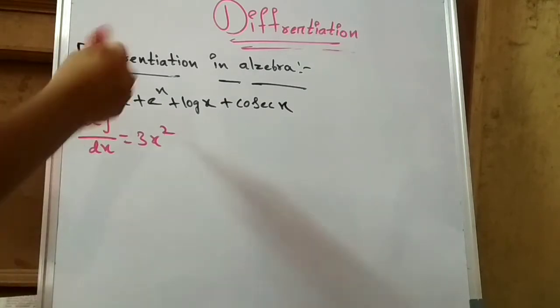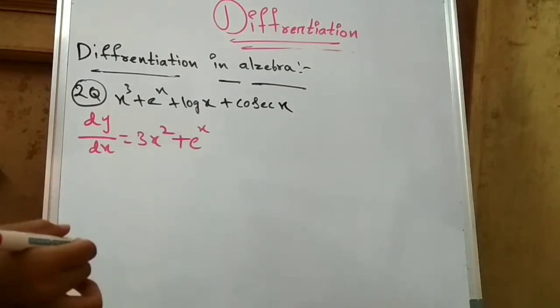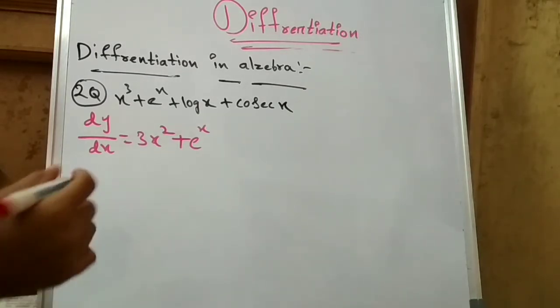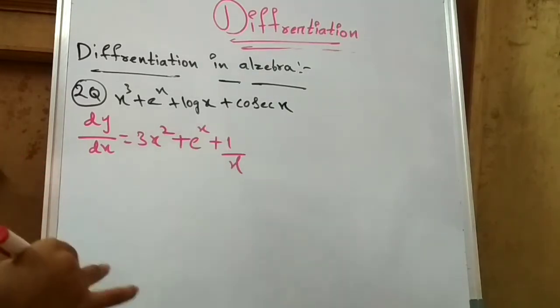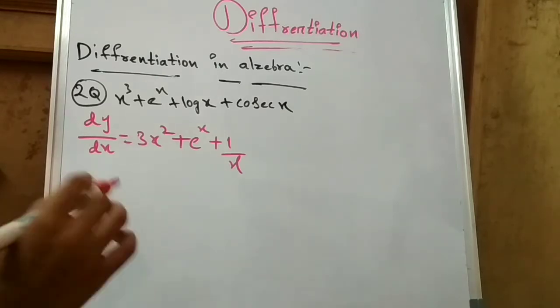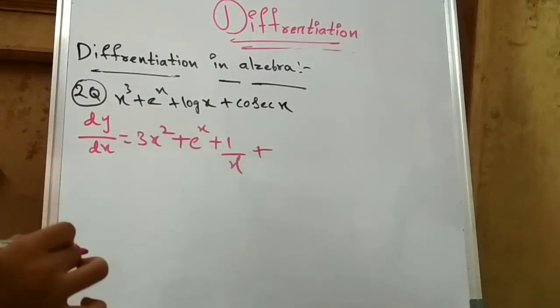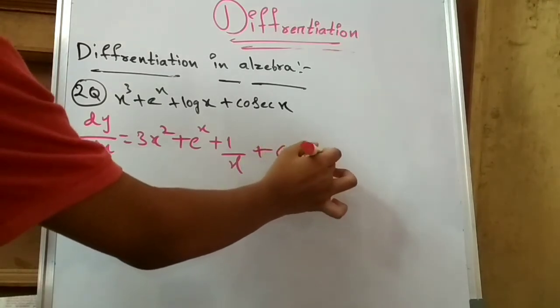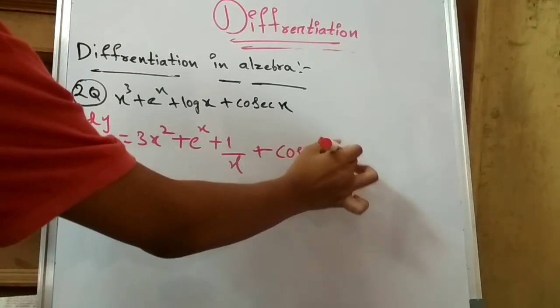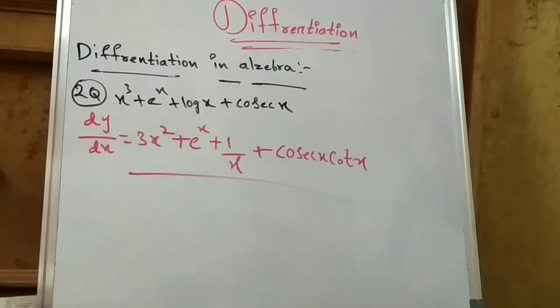And here e to the power of x. We know the derivative of e to the power of x is always e to the power of x. Now log x. We have learned the formula that the derivative of log x is 1 by x. Then plus cosec x. The derivative of cosec x is minus cosec x cot x. So this will be cosec x cot x. So this will be the differentiation of that algebra.